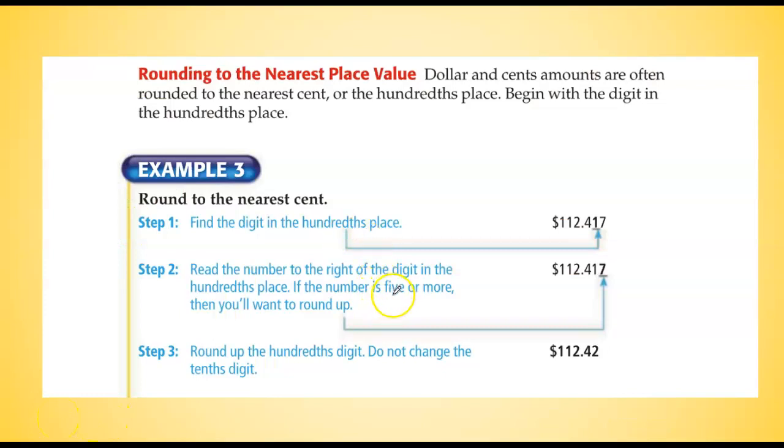So let's look at another one, because this is very similar to what you're going to be doing. Find the digit in the hundredths place. So you find your digit, you look next door, read the number to the right of the digit in the hundredths place. If the number is 5 or more, then you want to round up. It happens to be a 1. So I'm looking at the 1 here. Sorry, my arrow got a little away from me. Round to the hundredths digit, so I do not change it. Oh, yes, I do change it. Sorry. Do not change the tenths digit. I'm changing this hundredths digit. So then you get 112.42. I don't want your answers to look like this. I want your answers to look like this.